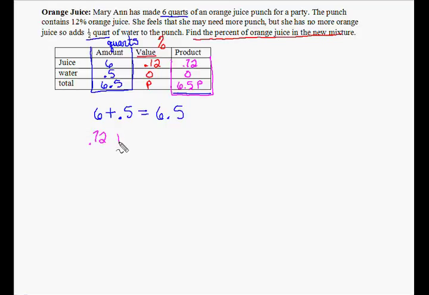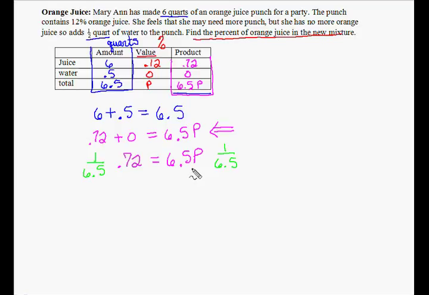0.72 plus 0 is equal to 6.5p. So we're going to take the second equation and solve for p. Let's first combine this and write down 0.72 is equal to 6.5p. To get p alone, since 6.5 is multiplied to p, we'll multiply by the reciprocal on both sides.